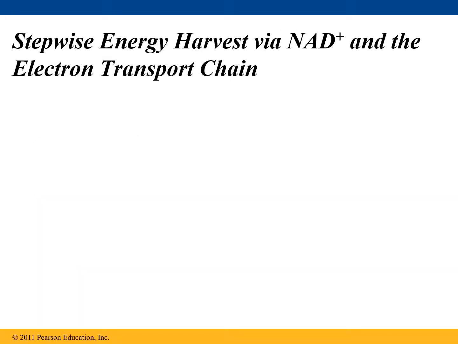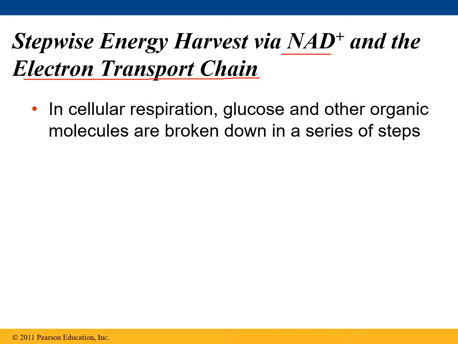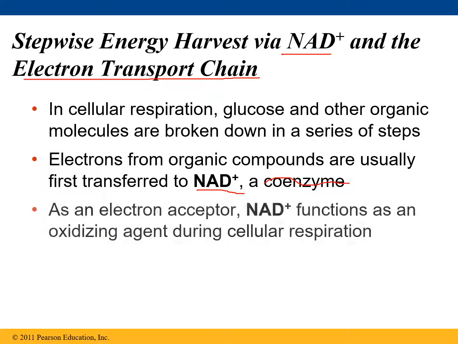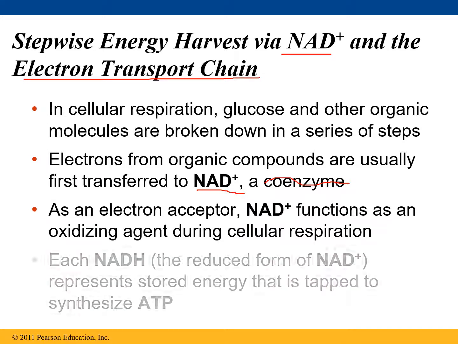This is kind of how the book will phrase it: a stepwise energy harvest via NAD+ in the electron transport chain. Here's really what they're talking about. In cell respiration, glucose and other molecules get broken down in a series of steps. The electrons from those organic compounds are usually transferred to NAD+, which is a coenzyme. If that part throws you off, ignore it to start with. As an electron acceptor, NAD+ functions as an oxidizing agent, to use our new vocabulary.